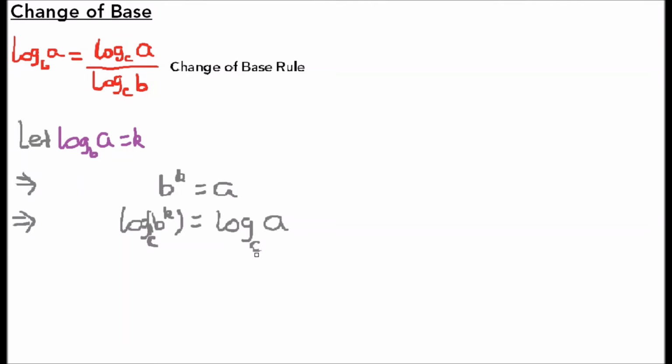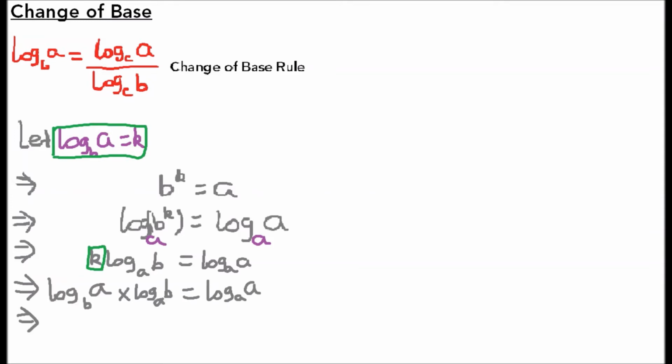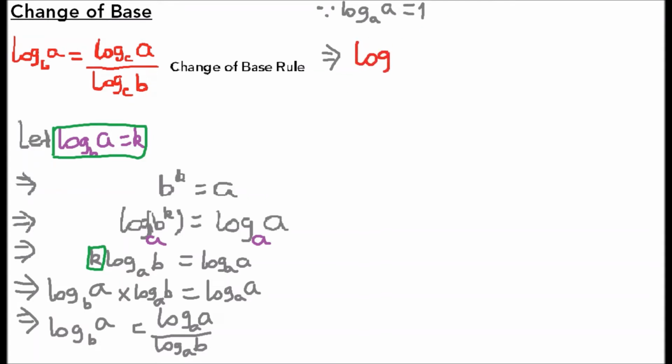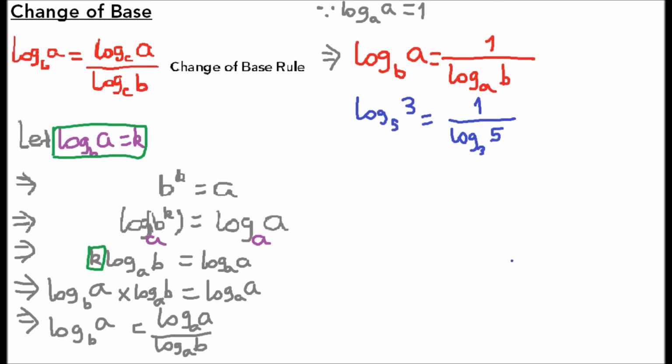Now, this derivation doesn't set the base to another base c, but instead sets it to a. And this means that log a to base b is log a to base a over log b to base a. Now, since log a to base a is 1, as mentioned in part 1, this means that log a to base b is 1 over log b to base a. So, for example, log 3 to base 5 would be 1 over log 5 to base 3.